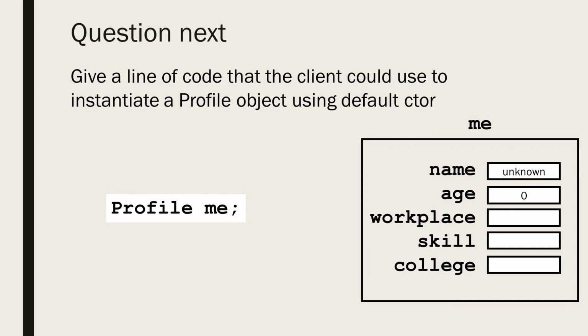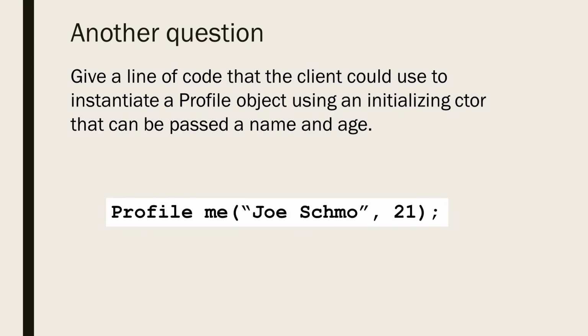What would it look like if you wanted to use an initializing constructor to put a name and an age in? Consider this, pause this slide, and see if you can write the client code that would instantiate an object using an initializing constructor. Here is the initializing constructor. The name and the age have gone into the process of construction when we created the me object.